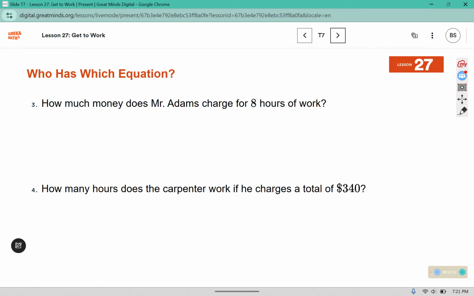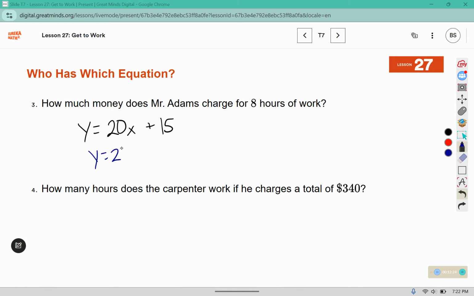How much money does Mr. Adams charge for 8 hours of work? So we're going to put 8 in the x position and solve it for y. Swap out the x there. 20 times 8 plus 15 would give us a total of $175 for 8 hours of work.